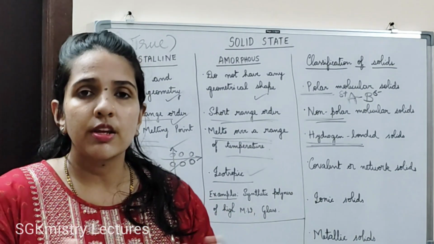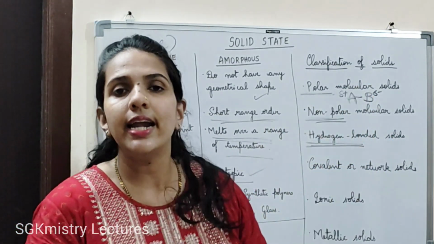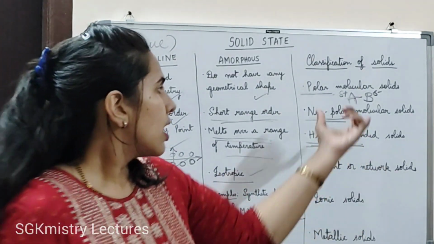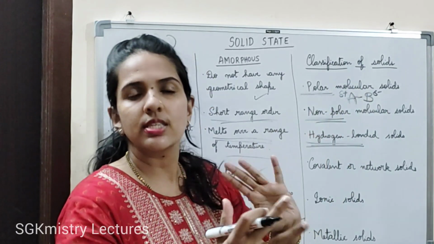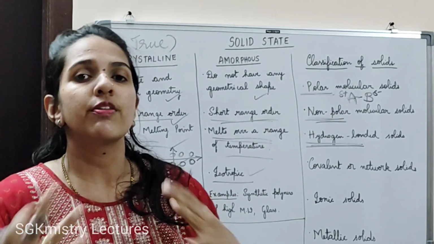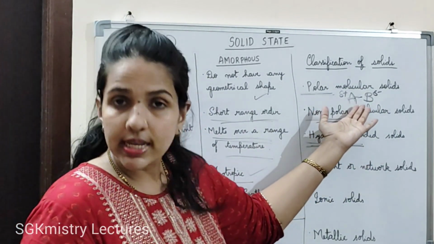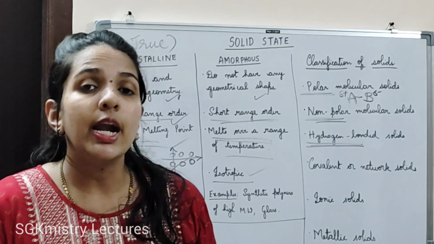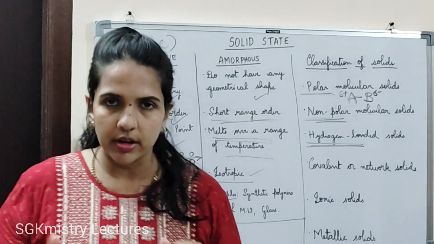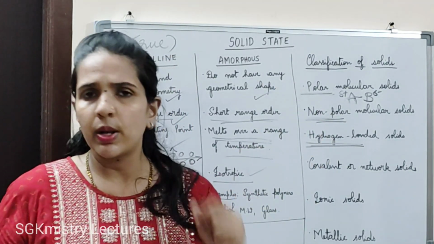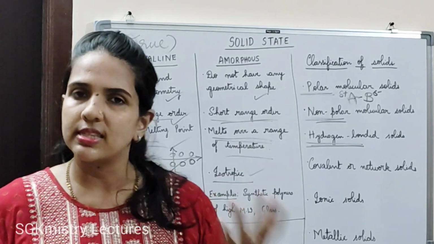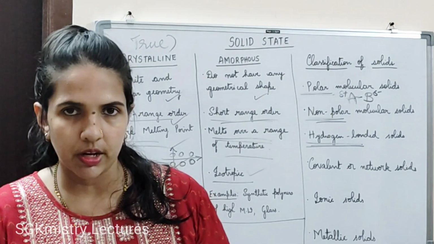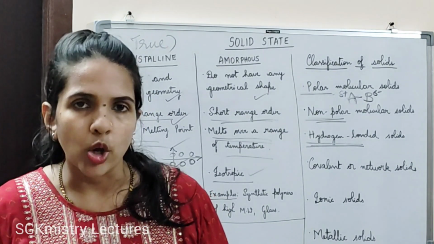So how are the molecules in these solids held together? They are held together by dipole-dipole interactions. A molecule having two different atoms of different electronegativities, we can call a dipole. So all such molecules are held together by dipole-dipole interactions. One common example of a polar molecule is HCl, where H is electropositive and Cl is electronegative in nature. So HCl is a polar molecule.